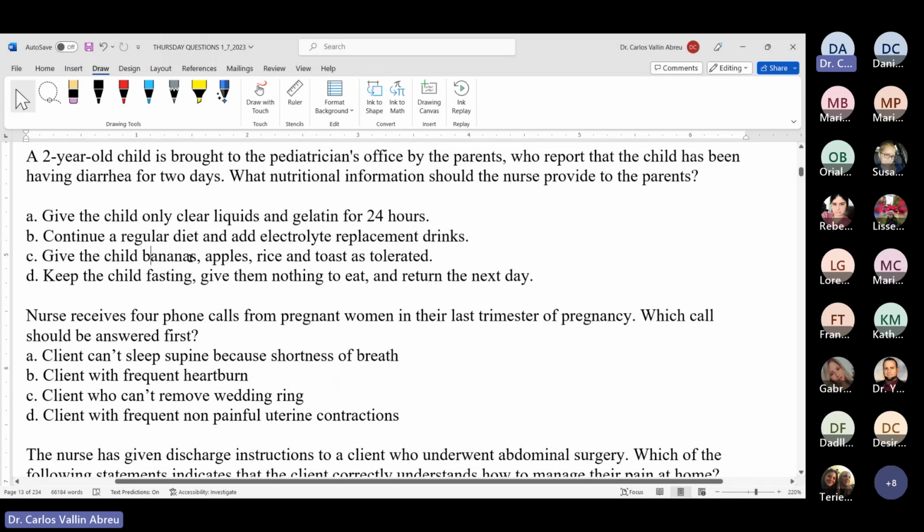Give the child bananas, apple, rice, and toast. Okay, so the BRAT diet, no? Banana, rice, apples, and toast. Keep the child fasting, give them nothing to eat, and then return the next day. What is the correct answer?